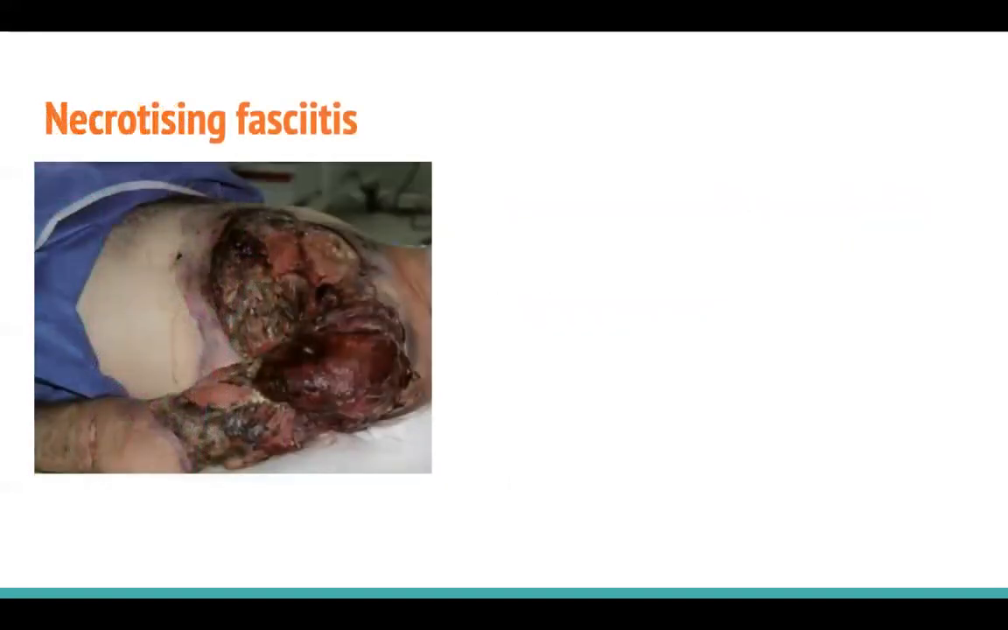Necrotizing fasciitis is very important, particularly if you're worried that this patient might have cellulitis. It's very important because patients can rapidly deteriorate. There can be certain triggers for necrotizing fasciitis, so it might occur at the site of an operation. It might occur where there's been a skin break or trauma, but unfortunately, most of the cases of necrotizing fasciitis occur in patients who have no skin break.